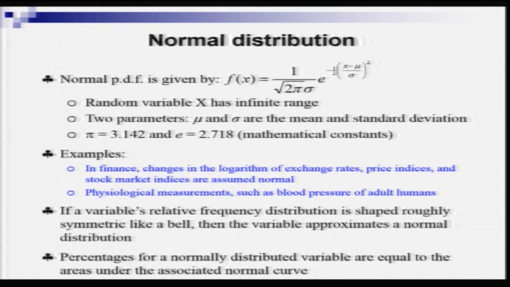So, now if this frequency diagram is a relative frequency distribution diagram, and if it is roughly symmetric like a bell, then the underlying variable is said to follow a normal distribution approximately. So, the percentages or the probabilities for the normally distributed variable in that case are equal to the area under the associated normal curve, which is fitted over these bars. But that is basically in layman's terms, right.